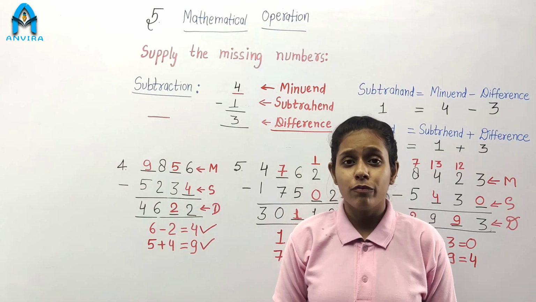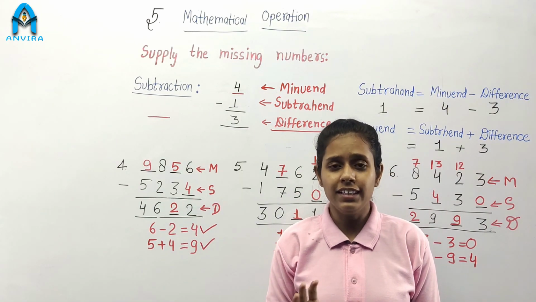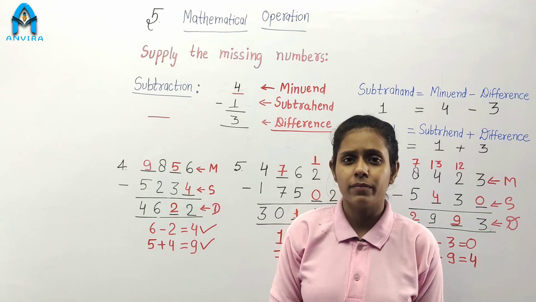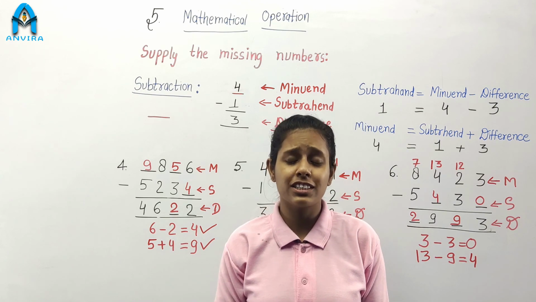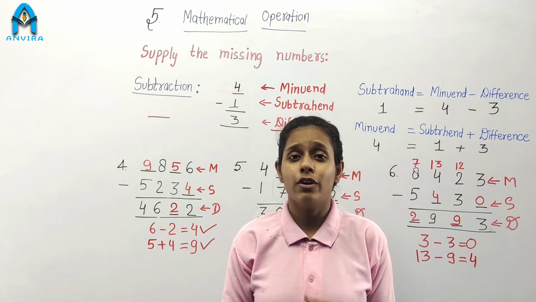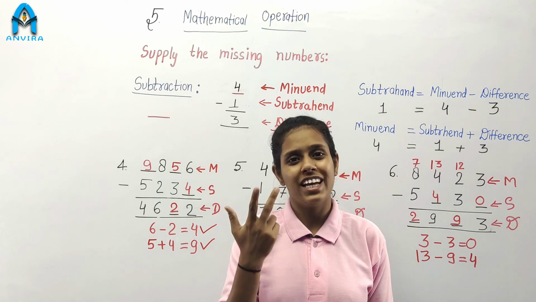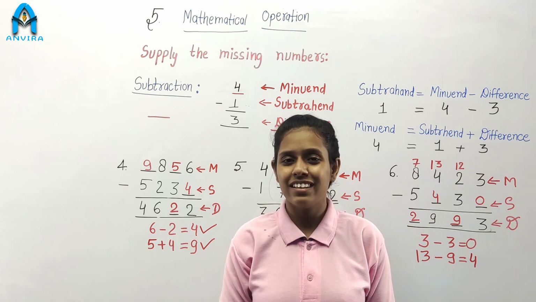We have to do subtrahend plus difference and find the minuend. In this part, we are doing addition and subtraction. Two operations are completed here. And in our next part, we are doing other operations. Which are our other operations? Multiplication and division. Thank you.